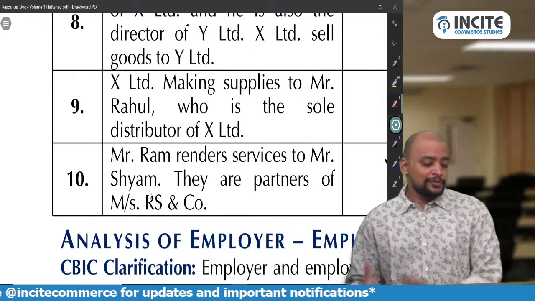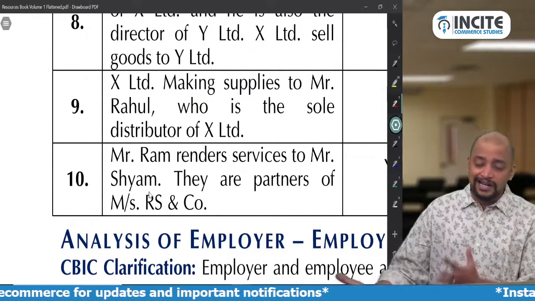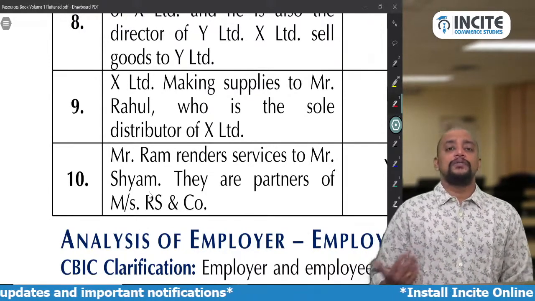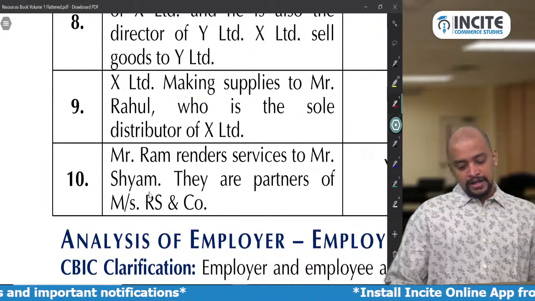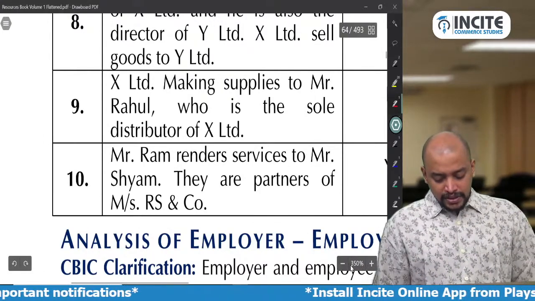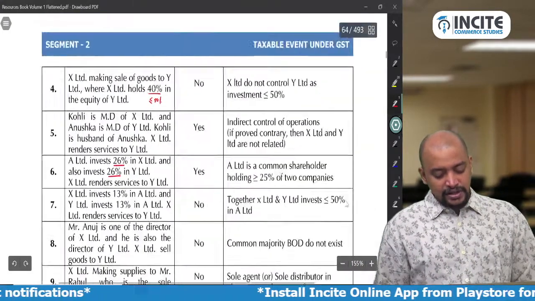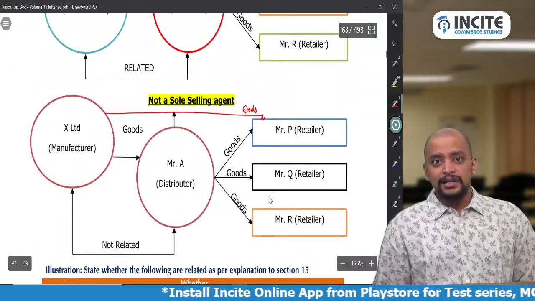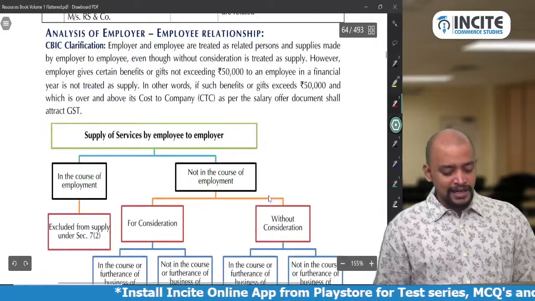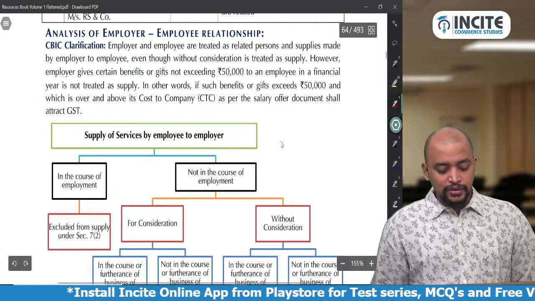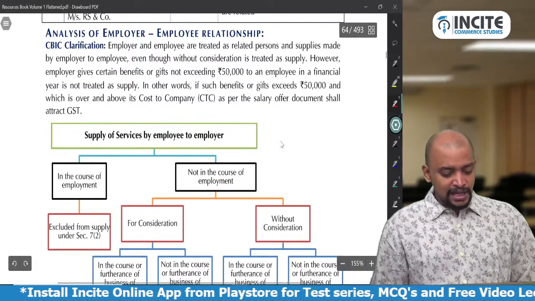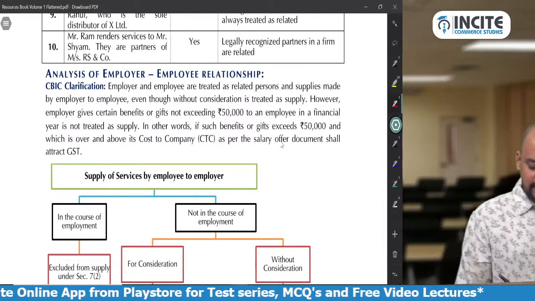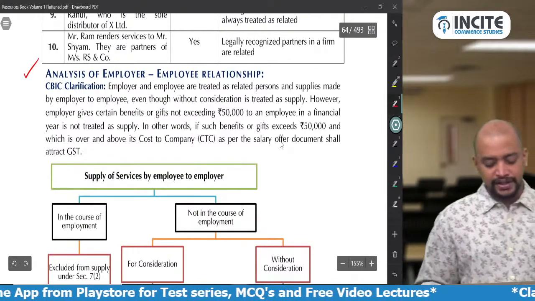So I assume that RS & Co. is a legally recognized firm. Now the partners of that firm are always related. Okay. So this is about related party transactions, or related parties meaning. That we have discussed, and now there is an application of this to the employer-employee relationship, and that part we will be discussing now.